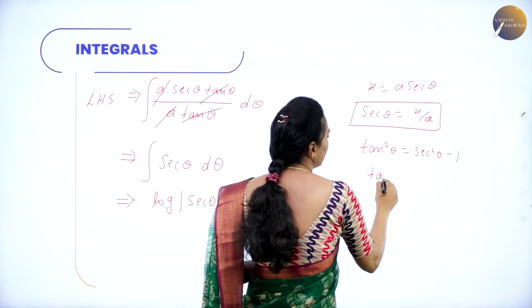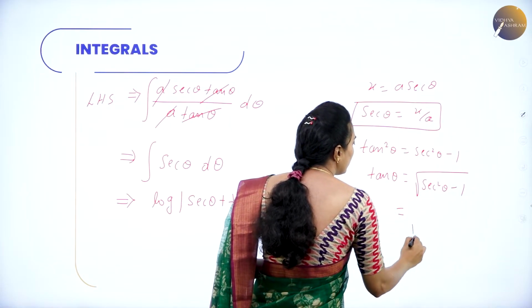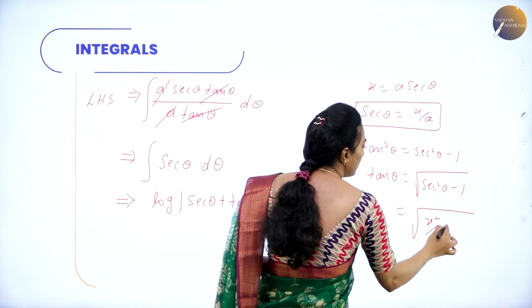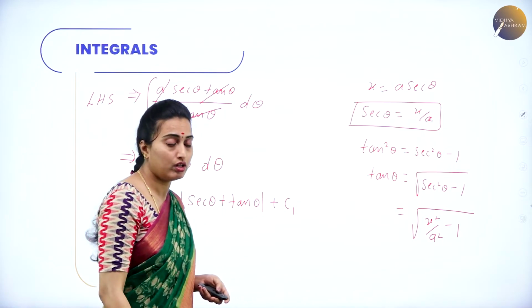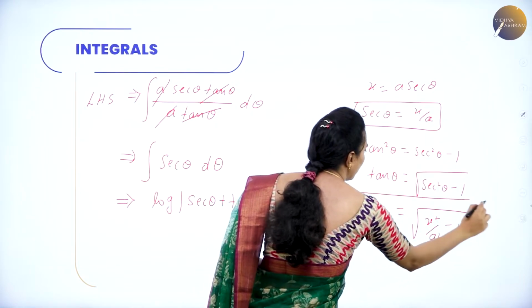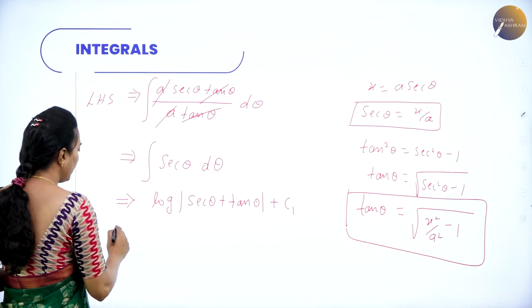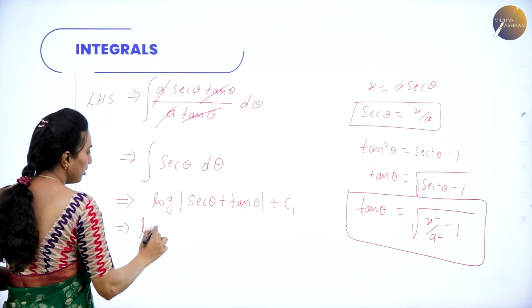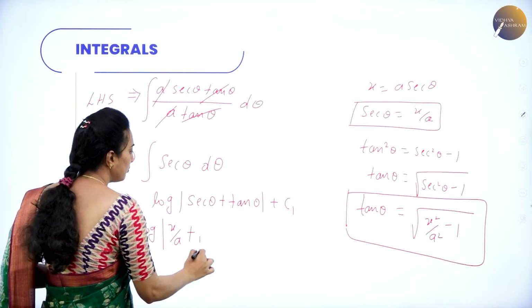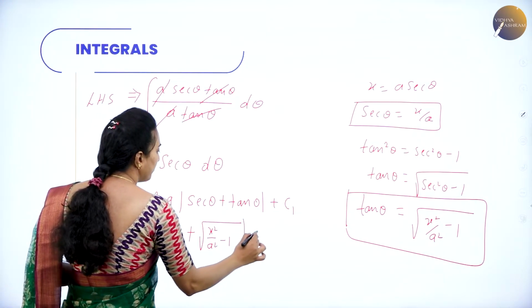Otherwise, tan theta is under the root of secant squared theta minus 1. You can substitute secant theta, which is x by a, which will become x squared by a squared minus 1, because x by a whole squared. So tan theta I can substitute as what? Tan theta will be equal to under the root of x squared by a squared minus 1. Therefore, substituting here, we are getting log of modulus of x by a plus under the root of x squared by a squared minus 1 plus c1.